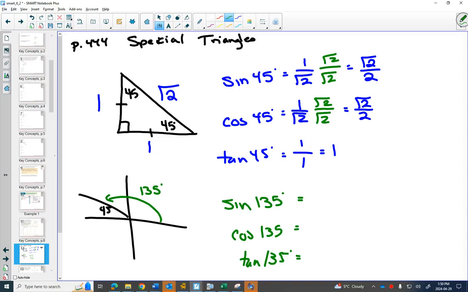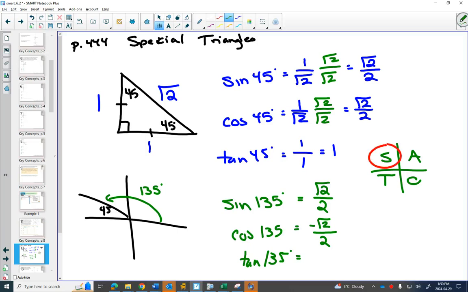If sine of 45 degrees is root 2 over 2, then sine of 135 degrees is root 2 over 2. If cos of 45 degrees is root 2 over 2, then cos of 135 degrees is negative root 2 over 2. Our CAST rule is coming into play here. We're looking in quadrant 2.